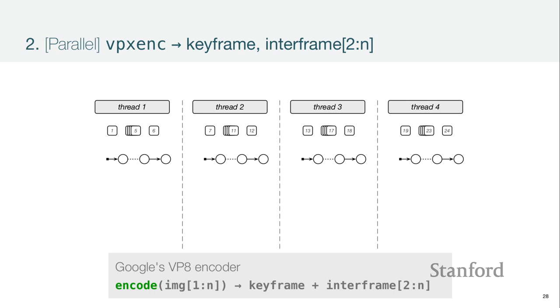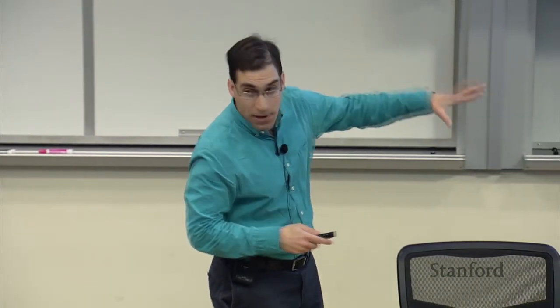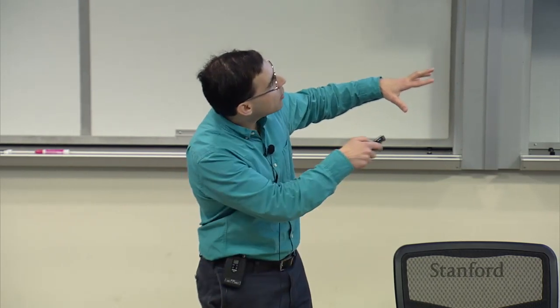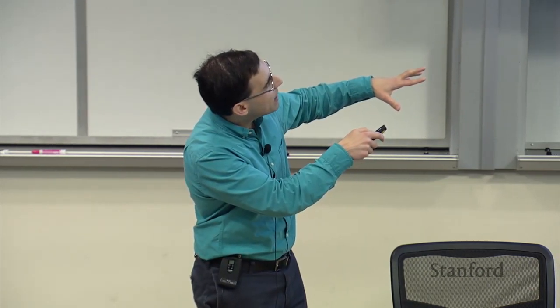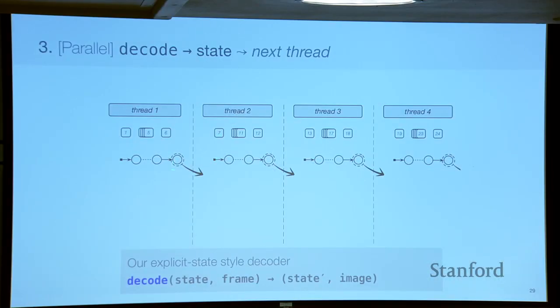So the question is, can we now rewrite those keyframes and turn them into interframes? So we're going to do that. We're going to have our encoder start from midstream. So we figure out what is the exiting state of every chunk, the final state, and in parallel, send that to the next thread. Then we have the next thread encode the first image in terms of that exiting state, instead of in terms of the initial blank state.